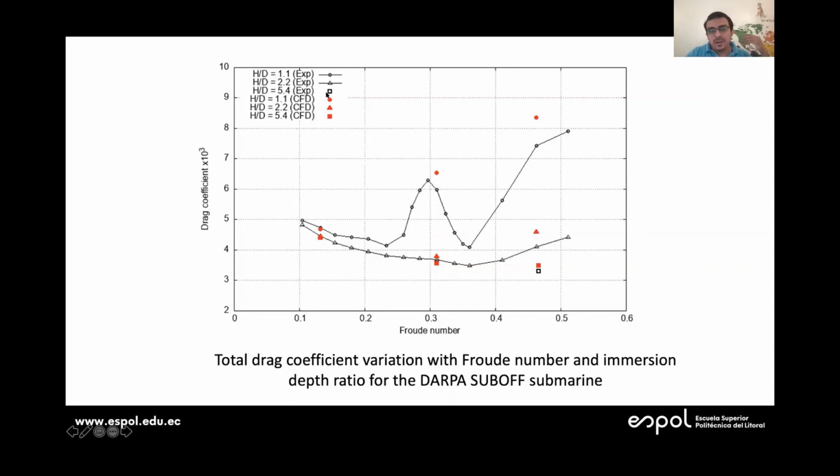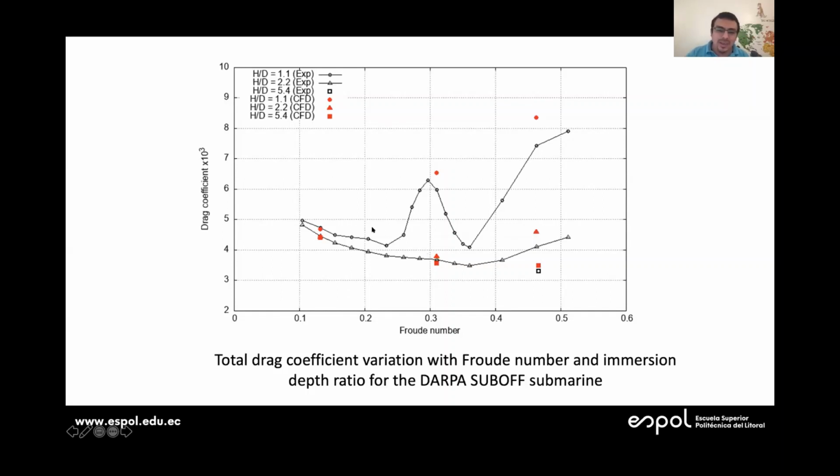So after we performed that validation, we ran several cases for different depth conditions. 5.4 is far from the free surface. 1.1 is the closest that we can get experimentally. And although we are not on top of the experimental data, we are quite close, especially at low Froude numbers.